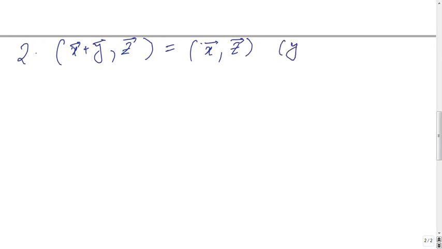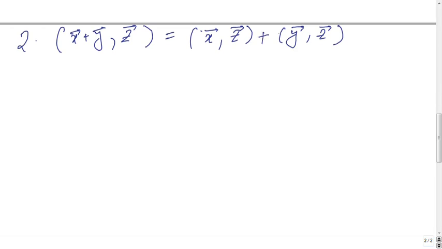So again, the second property, as it has to satisfy, is that if I have a resultant vector of x and y, that is the sum of two vectors x and y in the first argument, and take the inner product with a third vector z, it is the same as if I take the inner product between x and z, and y and z, and add both results of the inner product.